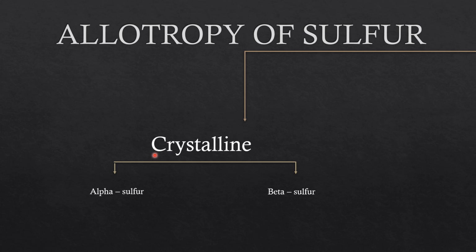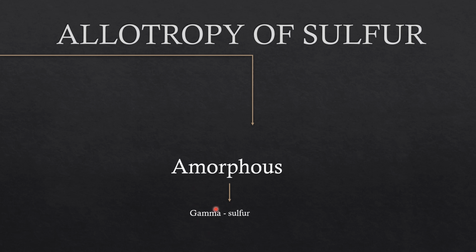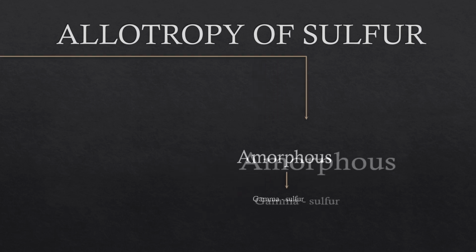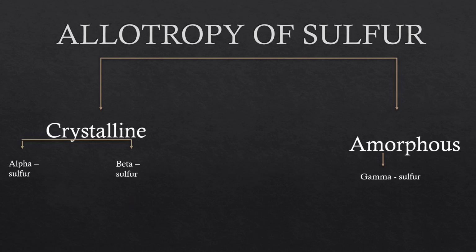If we talk about the crystalline structures, as I told you, allotropy shows us more structures. In the crystalline we have alpha sulfur and beta sulfur, but in the amorphous one we have gamma sulfur. Now you will be thinking, what are these? Let me tell you. The alpha sulfur, beta sulfur and gamma sulfur are the allotropes of sulfur. Now how can we differentiate them?